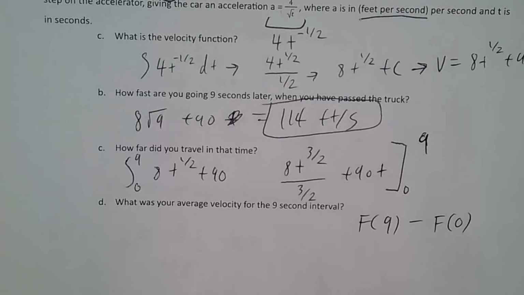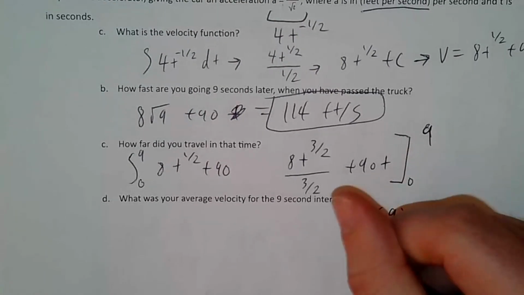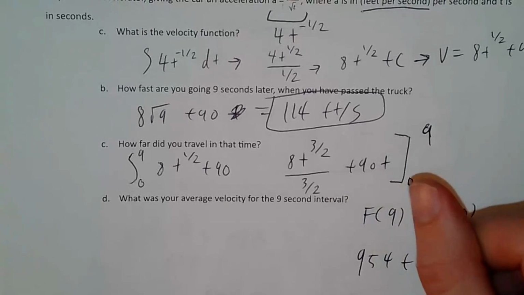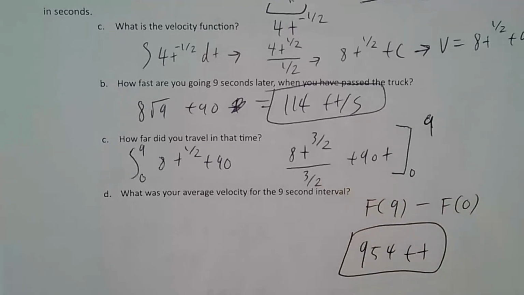So I'm doing 9 to the 3 halves times 8 divided by 3 halves plus 9 times 90 equals 954. So this comes out to 954 feet. Okay, that's the answer to C.